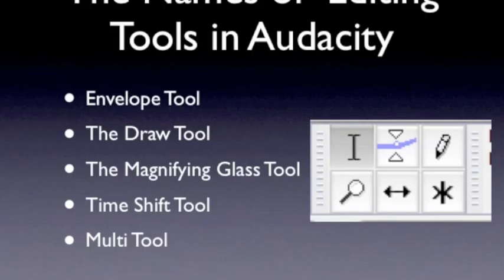The tool to the far right that looks like a pencil is called the draw tool. The next one that looks like a little glass, a magnifying glass, is obviously called the magnifying glass tool, and you use that to zoom in on WAV files when you need to do things like that. You have a time shift tool, and the little star-like tool there is called the multi-tool. This completes my first part of my lesson using the selection tool and importing audio in Audacity.